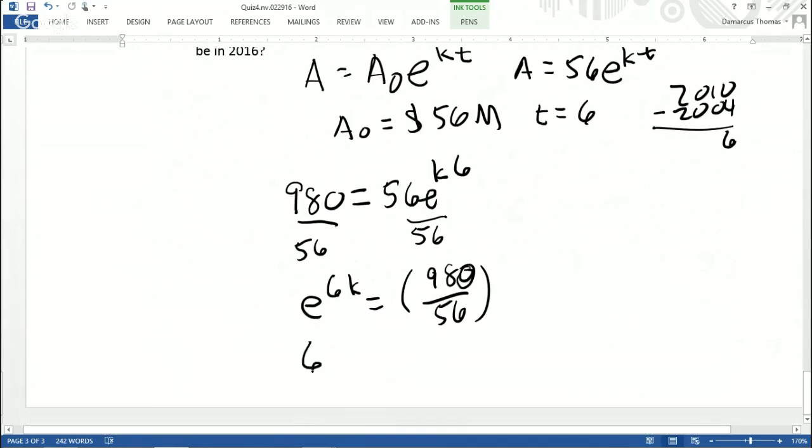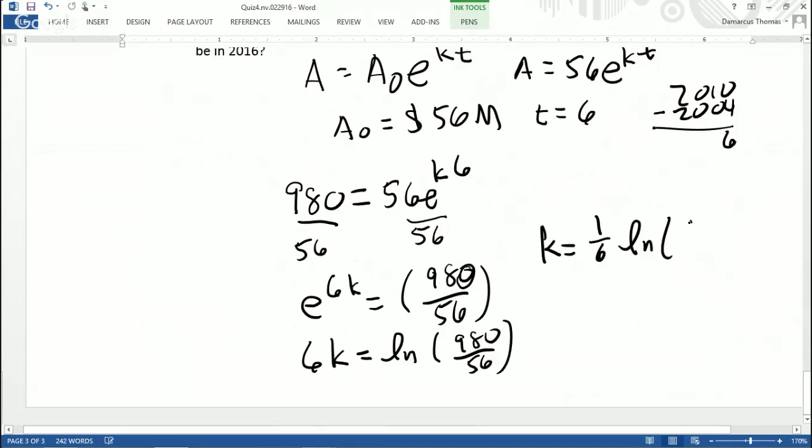Now, let's take the natural log of both sides. That will get rid of our base, and we'll be left with the natural log of 980 over 56. And now just divide both sides by 6. And so k is equal to 1/6 times the natural log of 980 over 56. So k is actually approximately 0.477. That is a lot of growth.